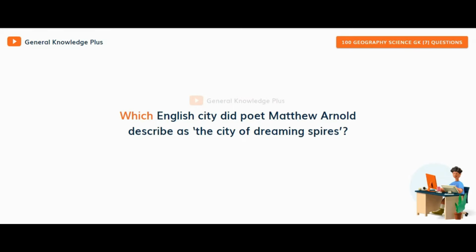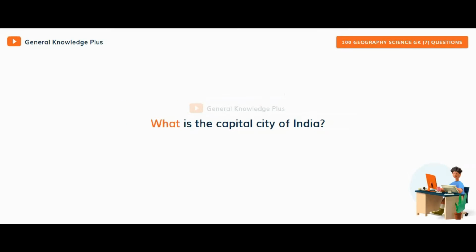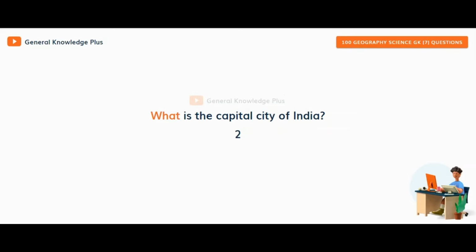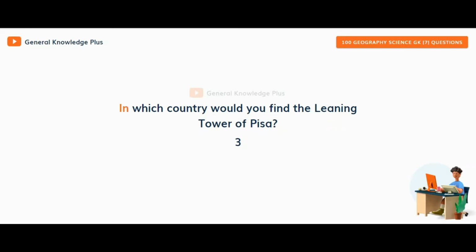Which English city did poet Matthew Arnold describe as the city of dreaming spires? Oxford. What is the capital city of India? New Delhi. In which country would you find the Leaning Tower of Pisa? Italy.